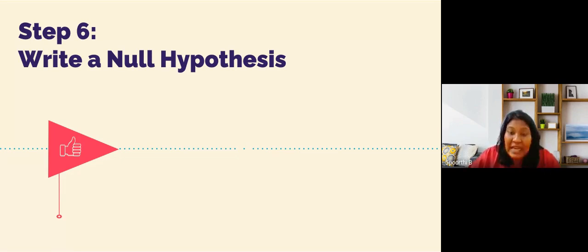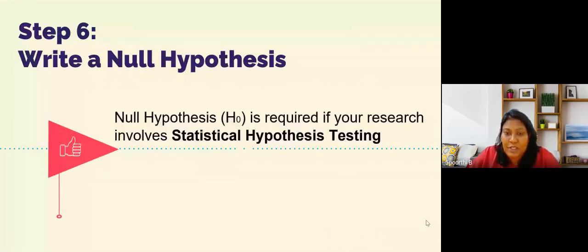Always have a null hypothesis. Null hypothesis is just like what we discussed right now. It nullifies your hypothesis. It says that there is no link between the variables. Our variables for this discussion were eating an apple every day and meeting the doctor less often, right? So null hypothesis, or H0, is required if your research involves statistical hypothesis testing.